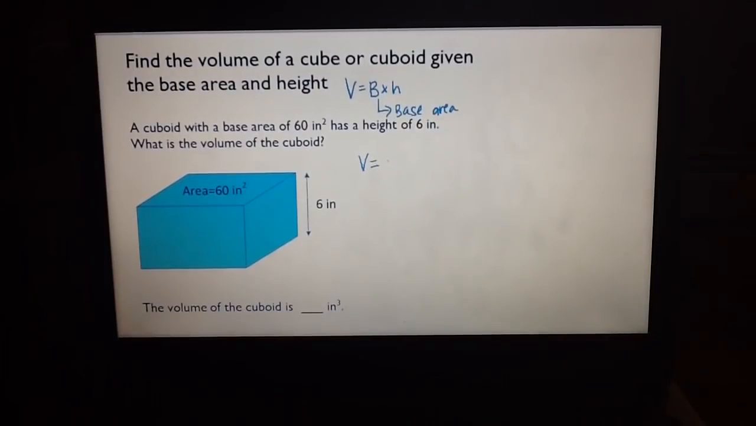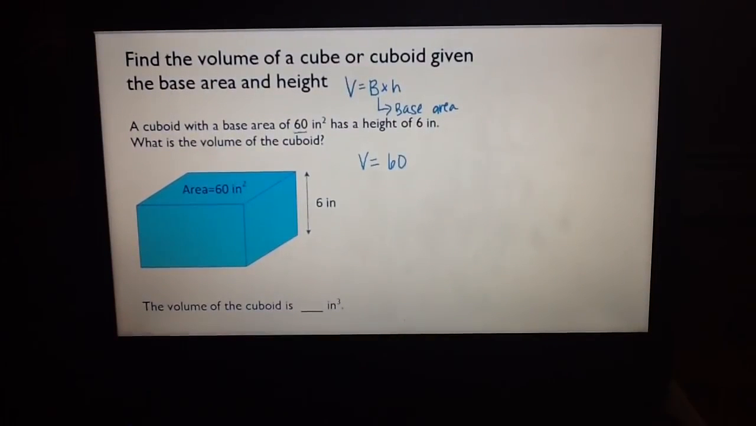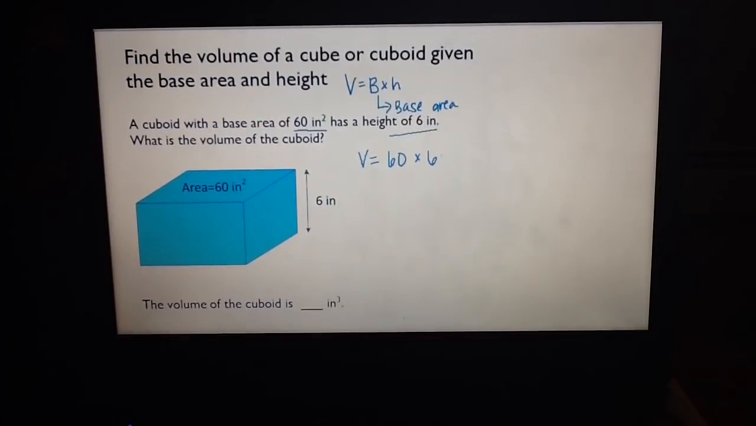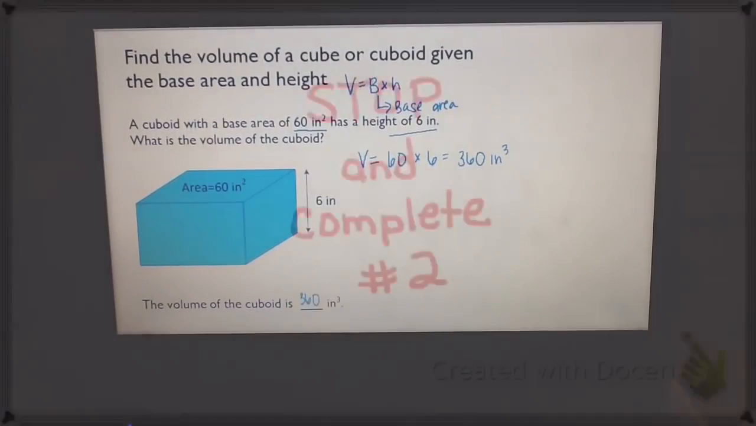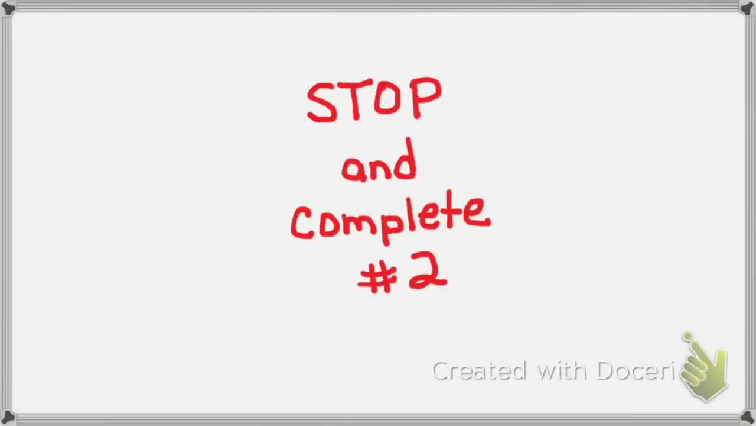Volume formula equals capital B, which is base area, and in this problem it says that the base area is 60 inches squared. So we take that 60 and multiply it by the height, which the problem tells us is 6 inches. If I do that, I get 360 cubic inches. So the volume of this cuboid is 360 inches cubed. Please stop the video and complete worksheet number 2 right now.